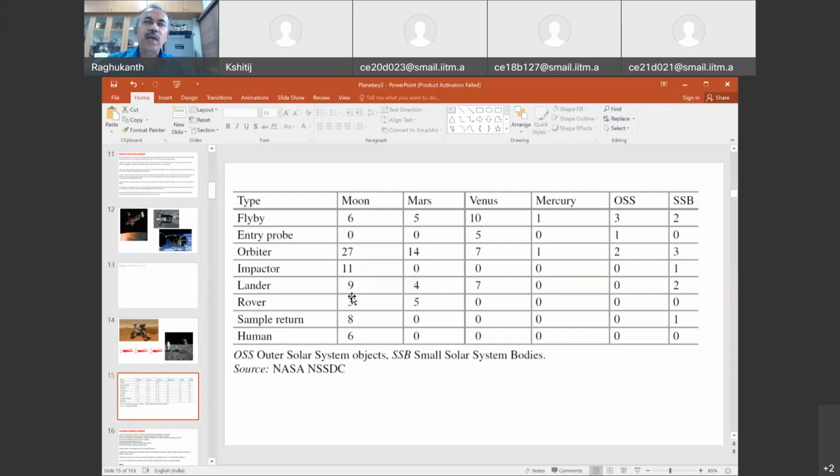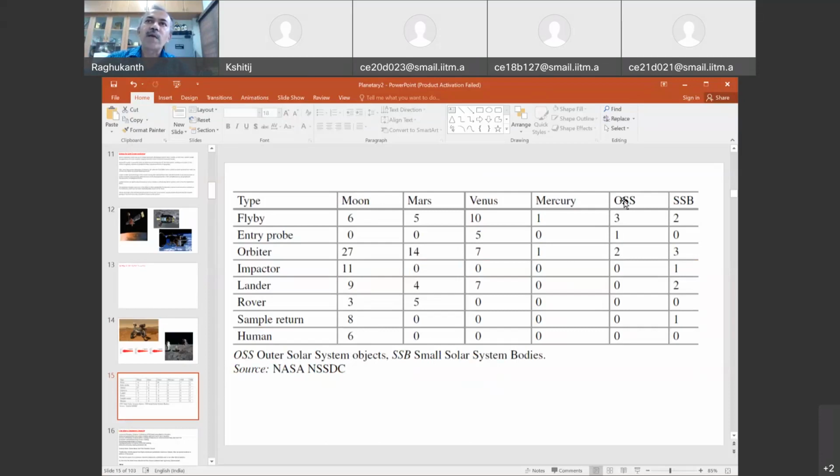Of course our Chandrayaan 3 is going this year, so they are also sending a lander. The seismic instrument is also going on the moon itself. Then 3 rovers have gone to the moon, and 8 samples have been returned. Some rovers went there, collected the data and then came back to Earth itself. And of course there were 6 human missions on the moon also.